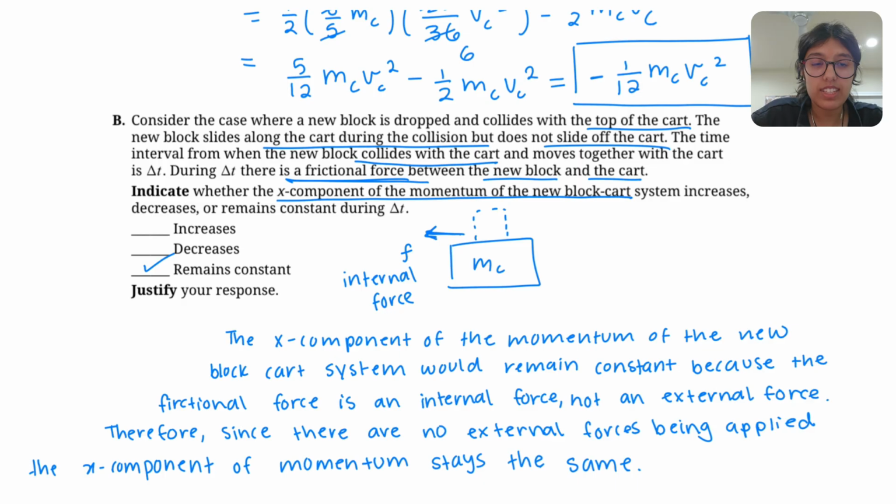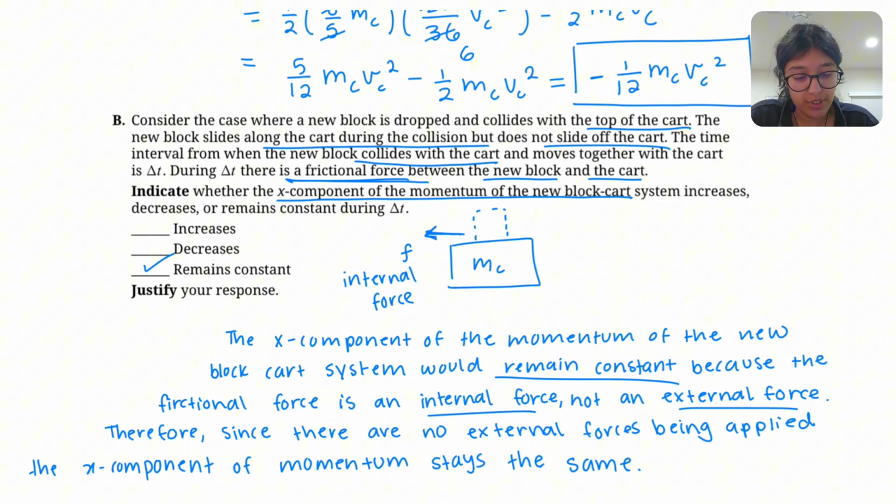All right, so here is a rough explanation which would earn you the point on the AP exam. The x component of the momentum of the new block cart system would remain constant because the frictional force is an internal force, not an external force. Therefore, since there are no external forces being applied, the x component of the momentum stays the same.